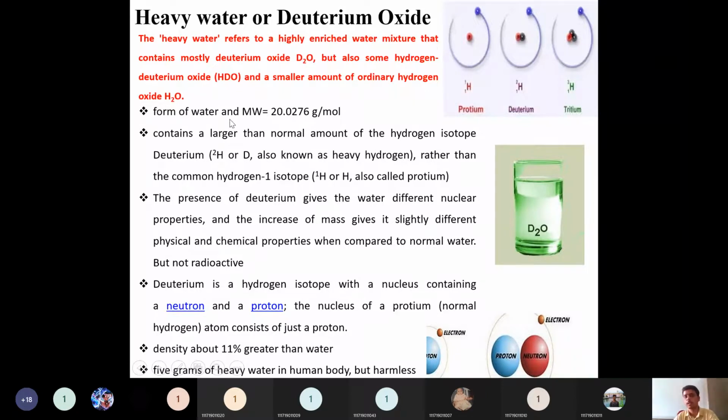Then what about the molecular weight of the water? The molecular weight of water is 18. The molecular weight of heavy water will be around 20.0276 gram per mole or kg per kg mole. So there is a difference in molecular weight: light water or normal water has a molecular weight of 18, whereas heavy water has a molecular weight of about 20.0276.